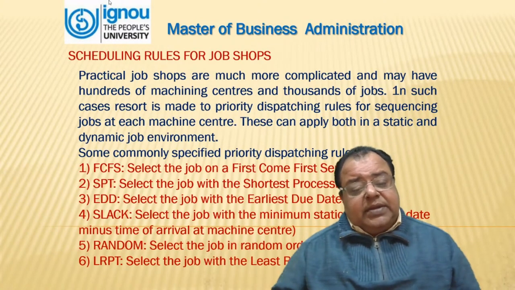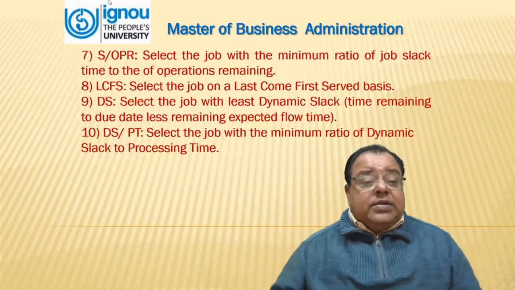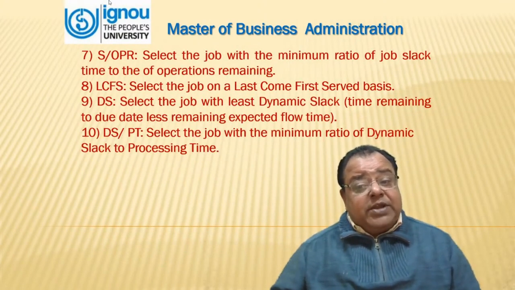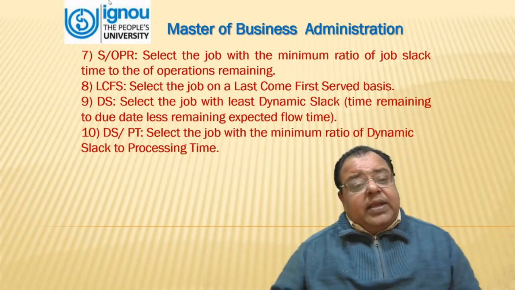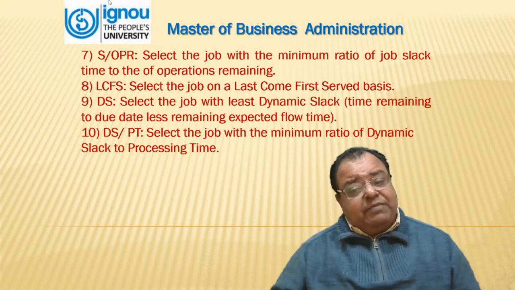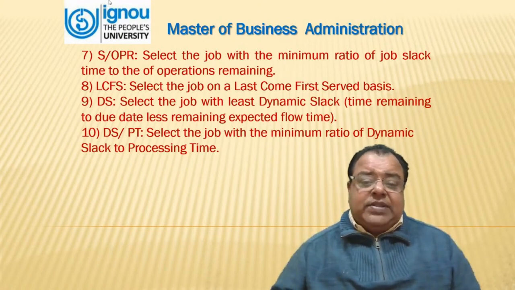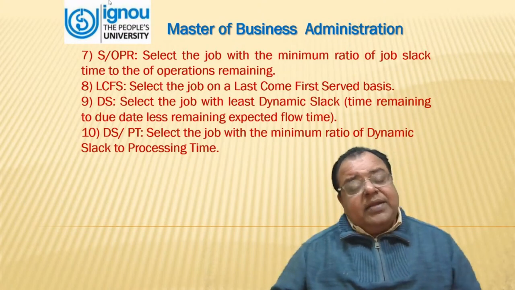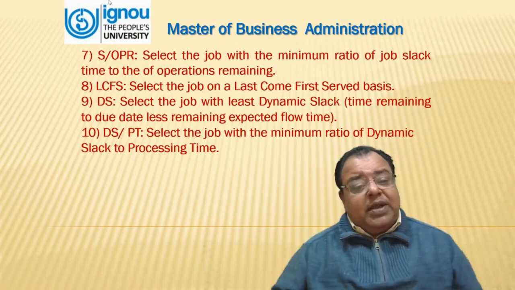LRPT, that is select the job with the least remaining processing time. Seventh one is select the job with the minimum ratio of job slack to the number of operations remaining. LCFS, that is select the job on the last come, first serve basis. DS, select the job with least dynamic slack, and select the job with the minimum ratio of dynamic slack to processing time. And we can see that there are 10 different ways of selecting a job to be performed.